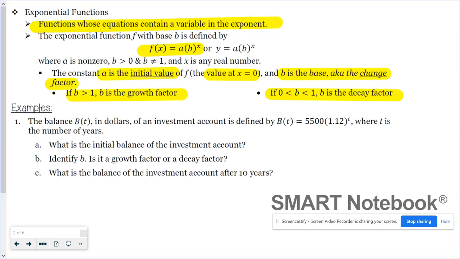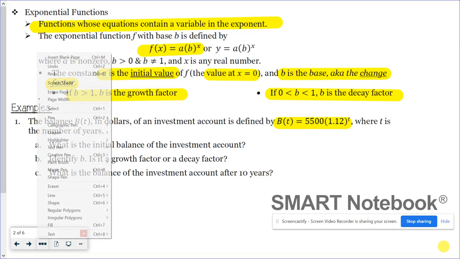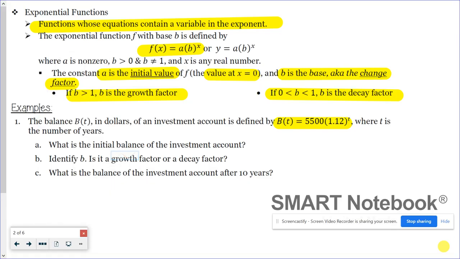So let's analyze an exponential function. Number 1 says the balance B of t in dollars of an investment account is defined by B of t is equal to 5,500 times 1.12 to the t power, where t is the number of years. What is the initial balance of the investment account? Well, that would be the value of a. So the initial balance is $5,500.